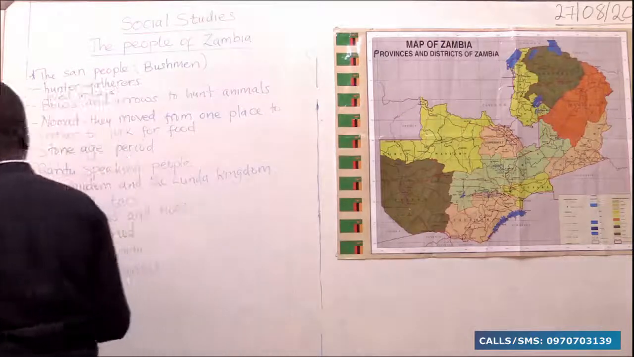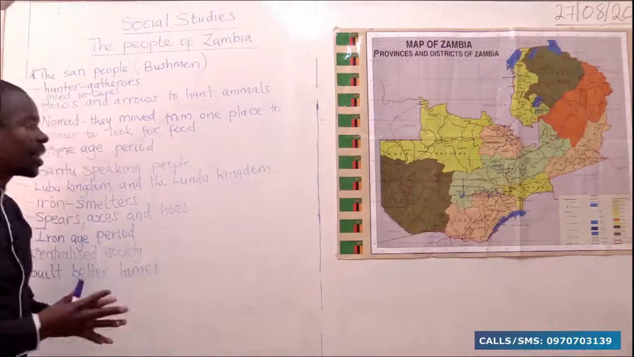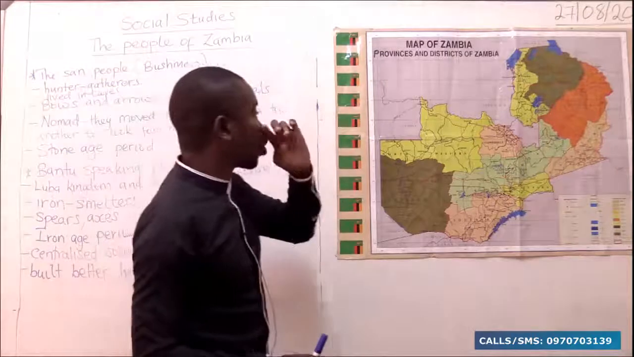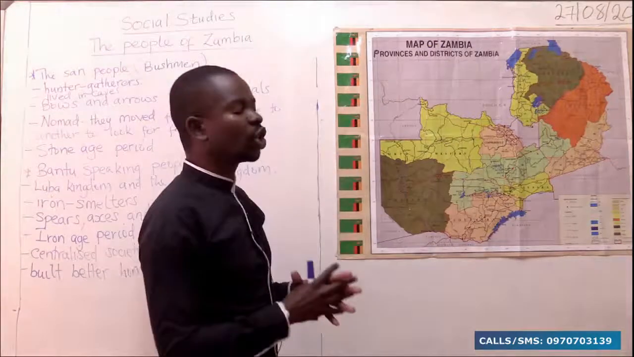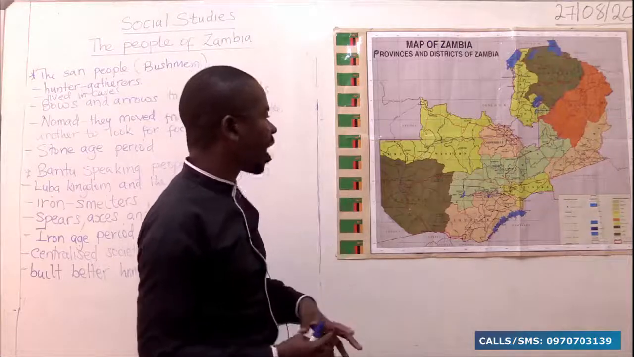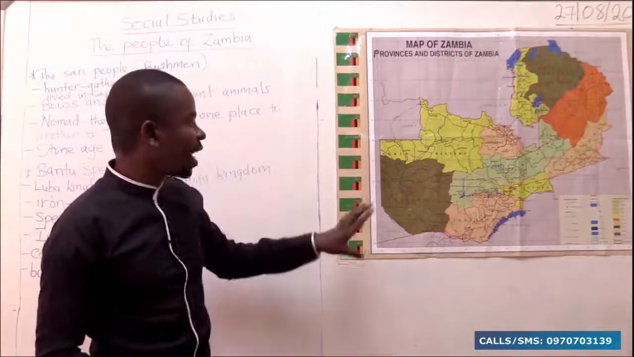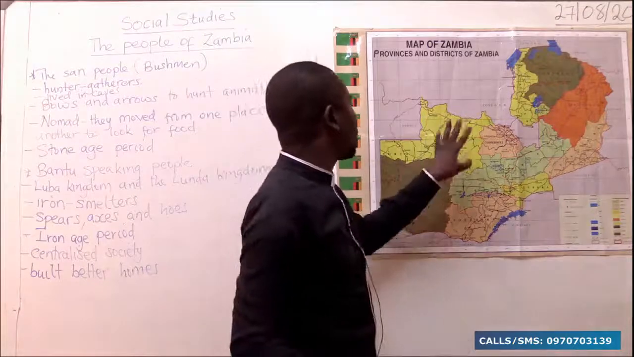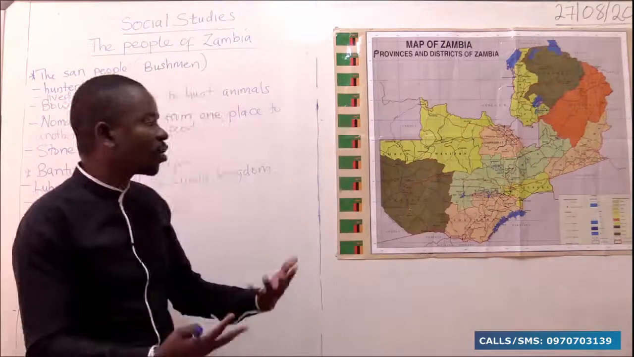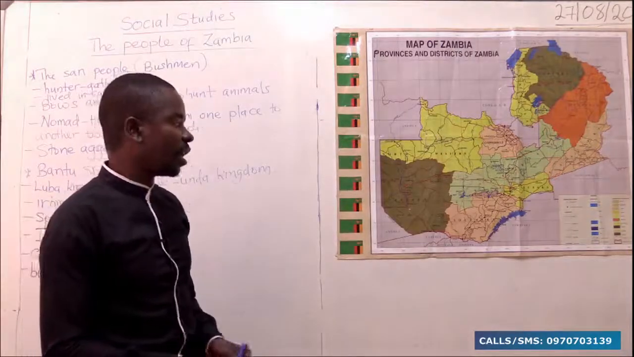So, boys and girls, if we look at the Bantu-speaking people today, these Bantu-speaking people are you and me. The Luba-Lunda kingdoms that we've talked about, which settled in Zaire, had different tribes. We had the Lozi people who settled in Western province, and the Luvale people who settled in Northwestern province. The Kaondes also found themselves in Northwestern province.